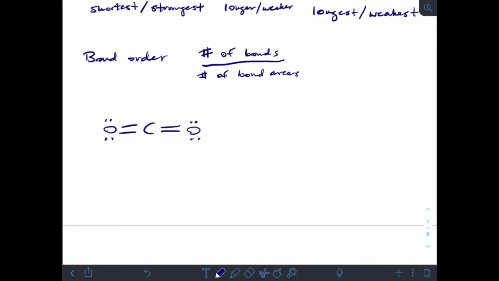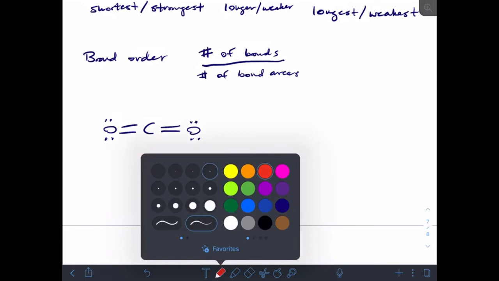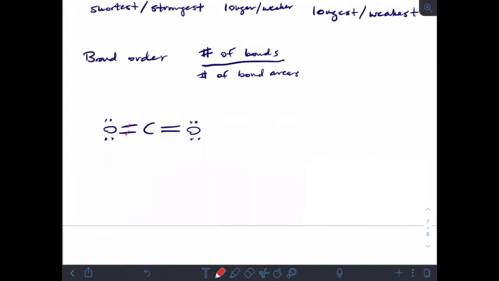Okay, so I have a total of 1, 2, 3, 4 bonds. So bond order, 4 bonds, and there are 2 areas where the bonds are. So those are the number of bond areas. So I'll have a bond order of 2. That corresponds to double bonds.